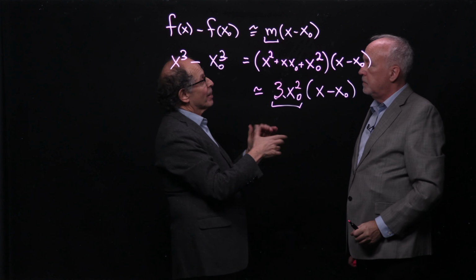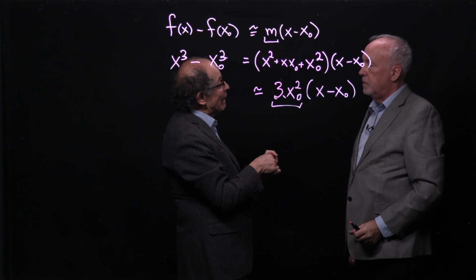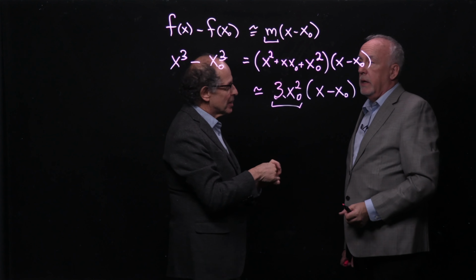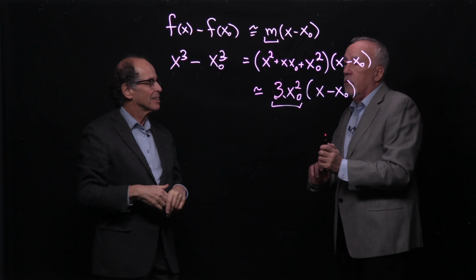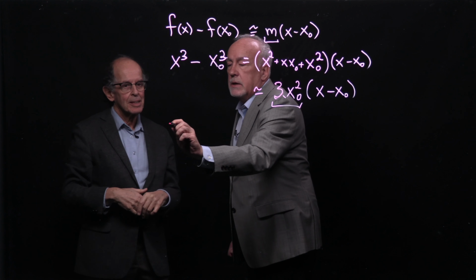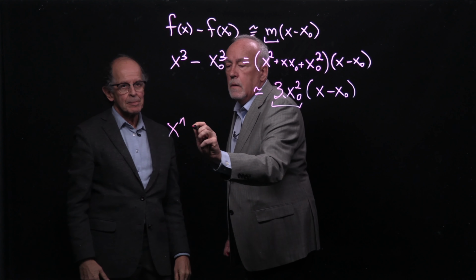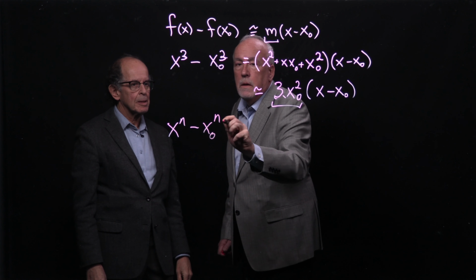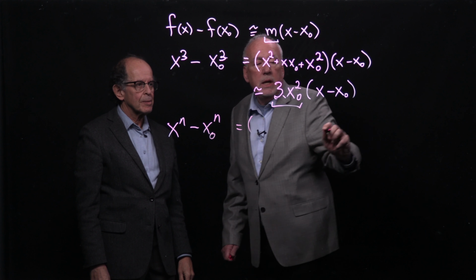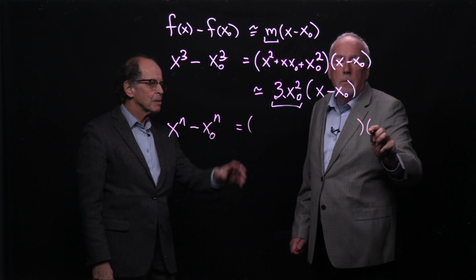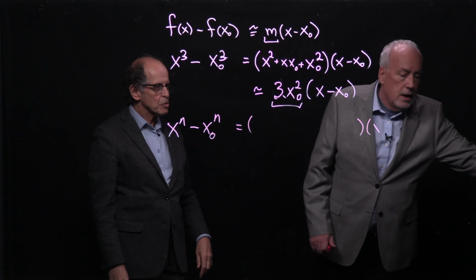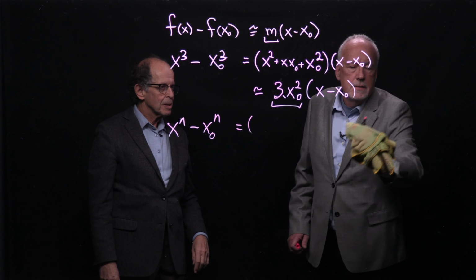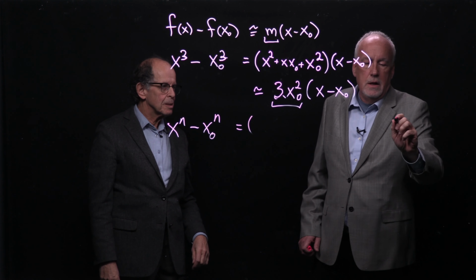Now I got the challenge. X to the power n. Okay, well, we've got a pattern going on here. Let's go x to the n minus x naught to the n. And this will be some big thing. Give yourself lots of space. Maybe giving even more space. Yeah, that's a good idea, because you may need it. Lots of space.